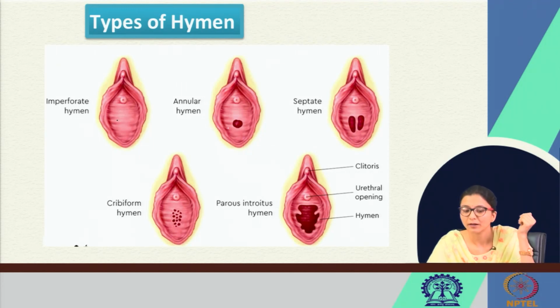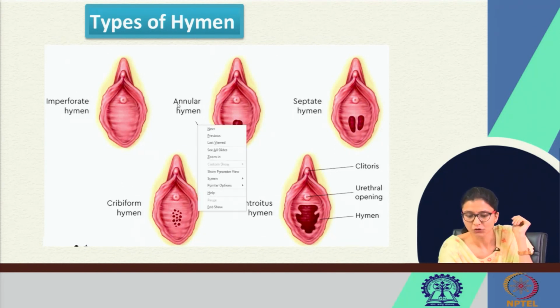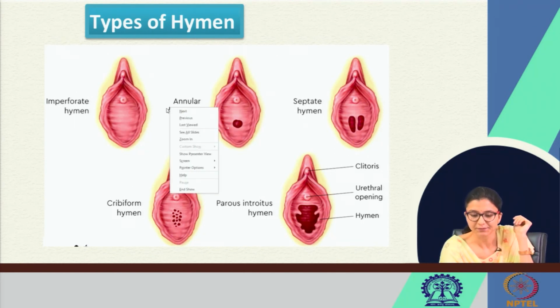This is not physiological, this is not normal, this is pathological, and if there is imperforate hymen, then the female will not menstruate. So, we have to intervene and we have to make an opening in the hymen for the normal flow of menstrual blood. Coming to number 2, this is the annular hymen.